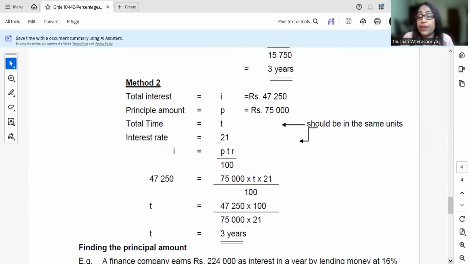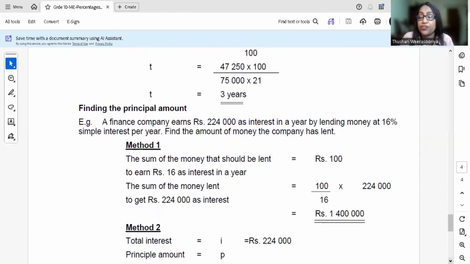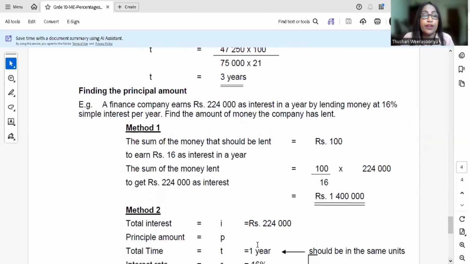Finding the principal amount. Last type. That is also the same way. See? Different questions, one method. Right? No different types of methods. Right? Okay. We'll write IPTR.